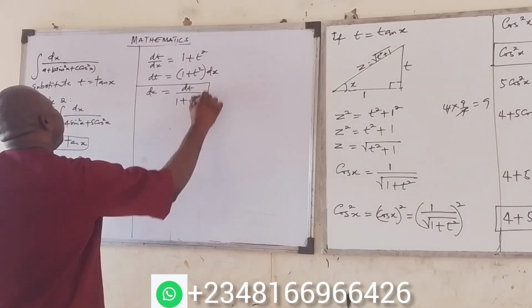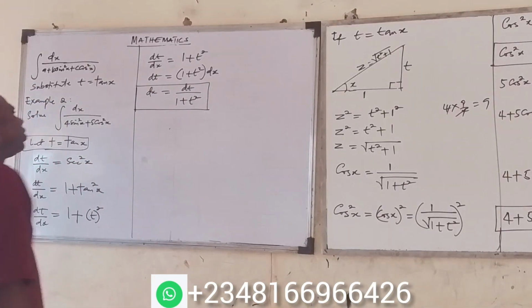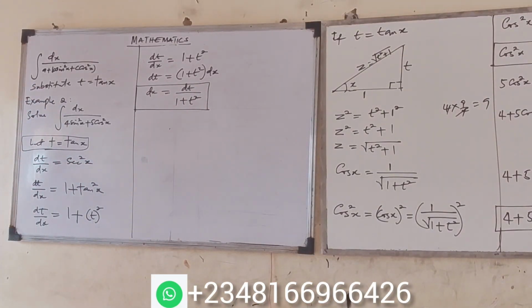Now let's take note of this: dx is dt over 1 plus t squared.